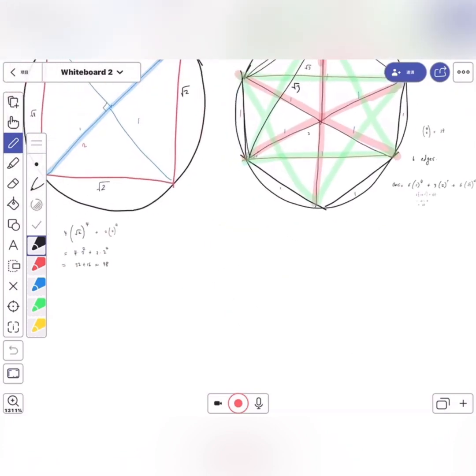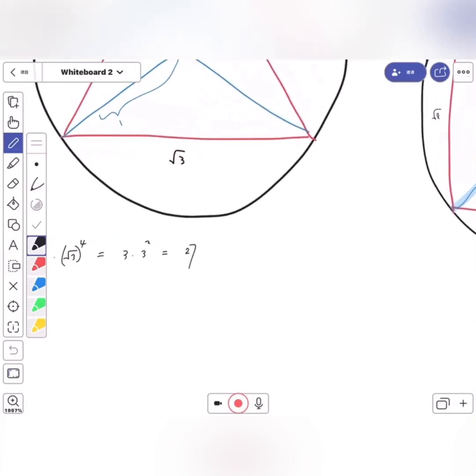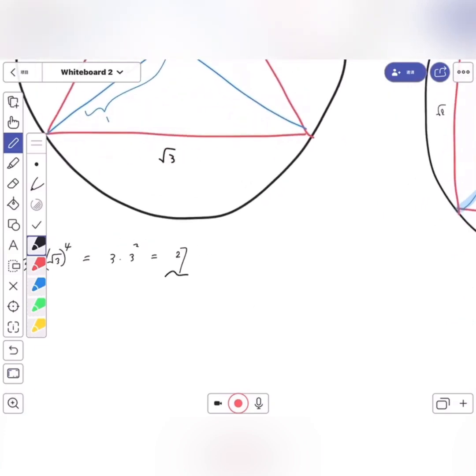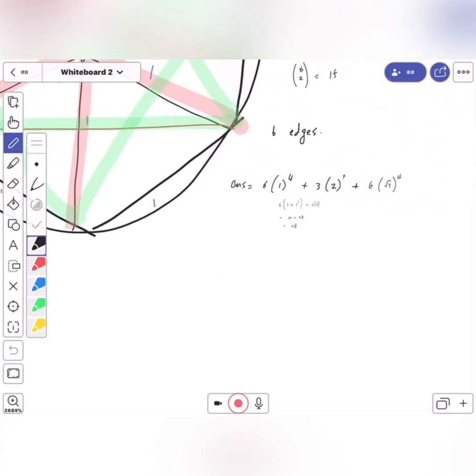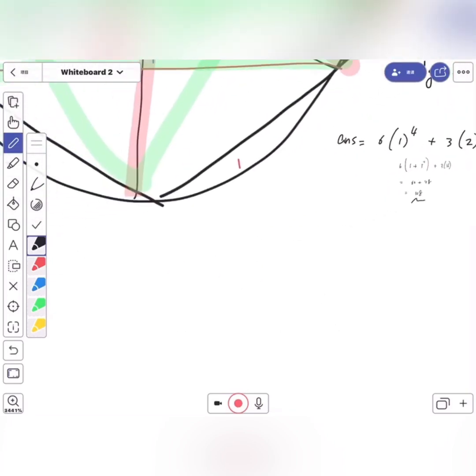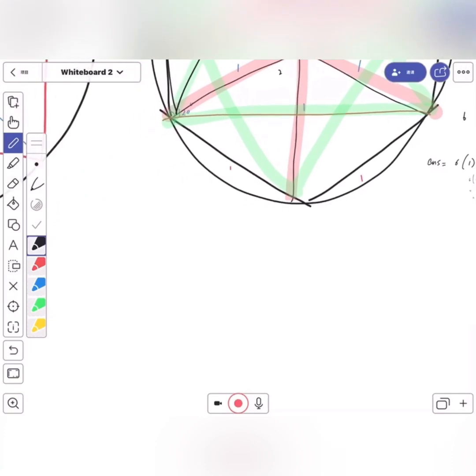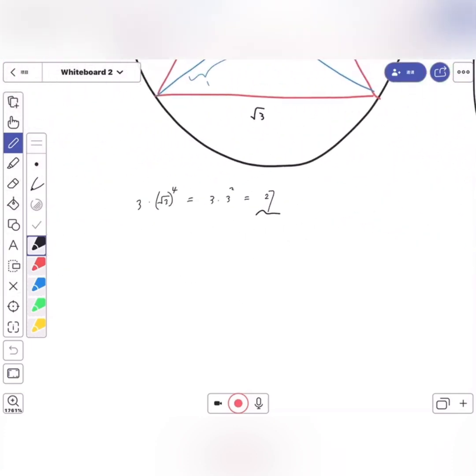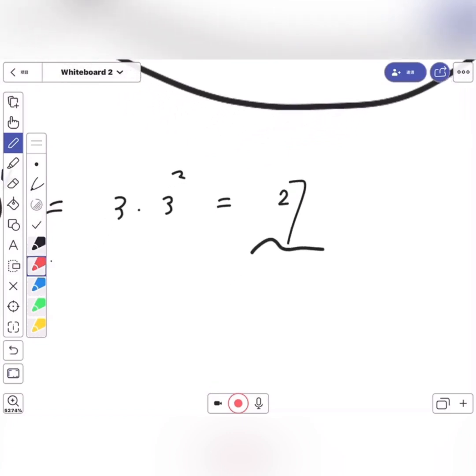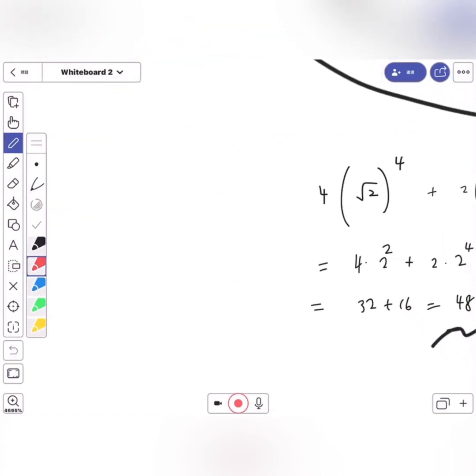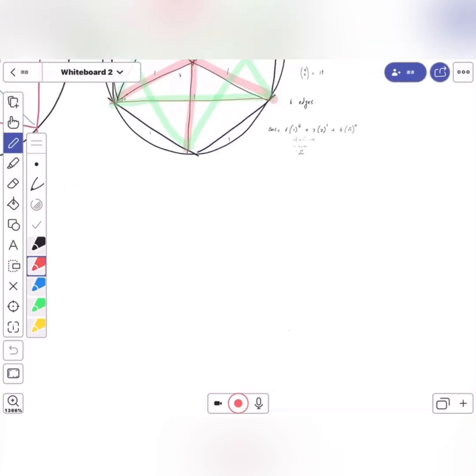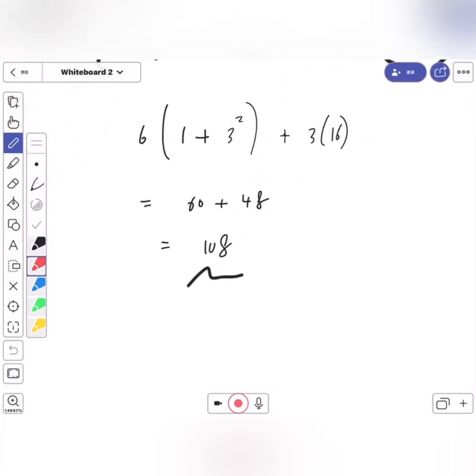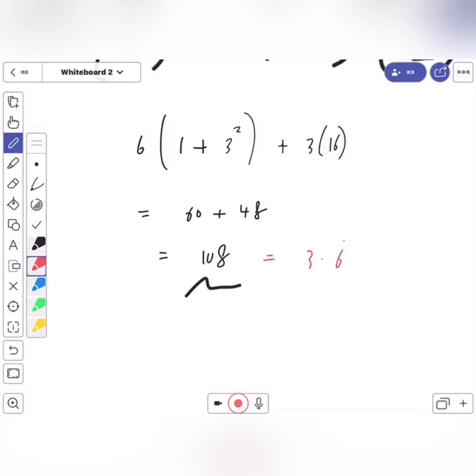Okay, now let's look at these numbers. 27, 48, and 108. Are there any commonalities between these numbers? Oh yes, this one is 3 times 3 squared, and 48 is equal to 3 times 4 squared. And clearly 108 is equal to 3 times 6 squared.